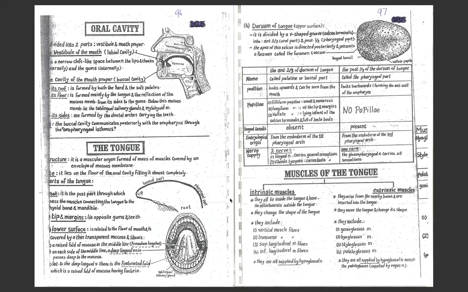Okay, so bro, the tongue in general, the first thing we have to know is that it's a muscular organ, which has muscles inside it and is covered with a mucous membrane. That's the first thing. Second thing, it lies on the floor of the oral cavity.